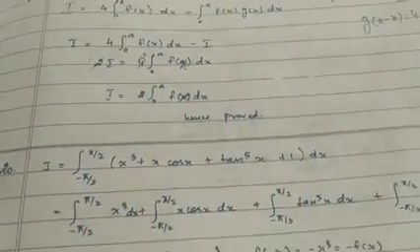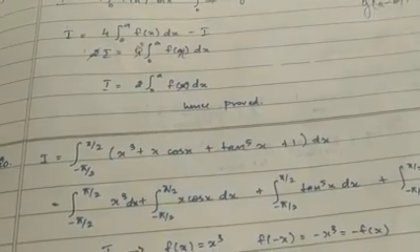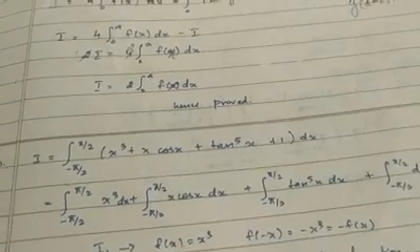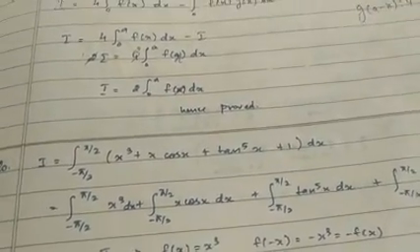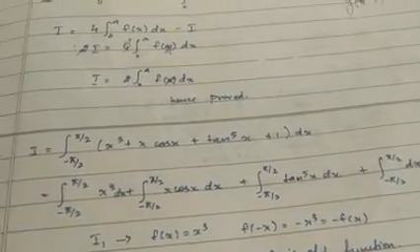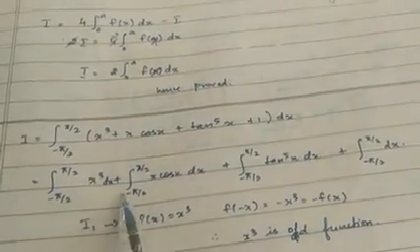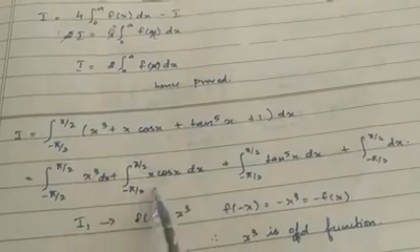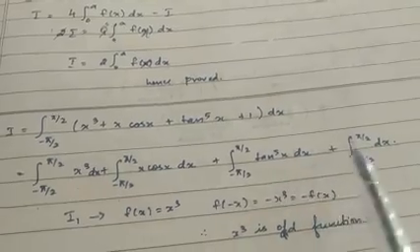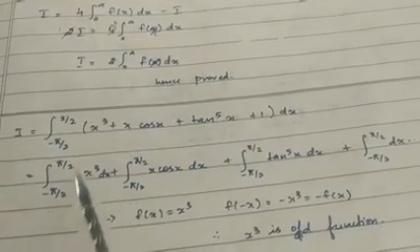The next question, 20th question: find the value of the integral from minus pi by 2 to pi by 2 of x cube plus x cos x plus tan power 5 x plus 1 into dx. Here you cannot take everything to be one function, so we are going to separate the function and separate the integral. You will get integral minus pi by 2 to pi by 2 x cube dx plus integral minus pi by 2 to pi by 2 x cos x dx plus integral minus pi by 2 to pi by 2 tan power 5 x dx plus integral minus pi by 2 to pi by 2 dx.